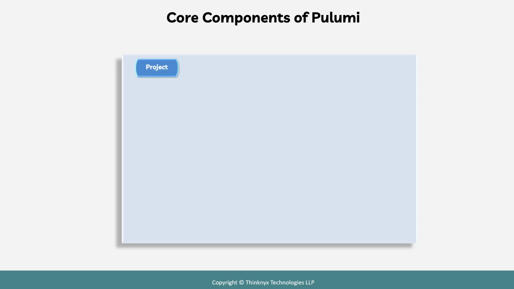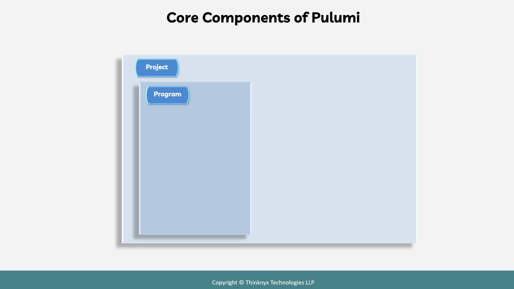Pulumi is built around a few core concepts that are essential to understand how it works. Project. A Pulumi project is a directory that contains the code and configuration of your infrastructure. It is initialized with the pulumi new command and it includes a pulumi.yaml file that defines the project's metadata such as its name, description, and runtime.